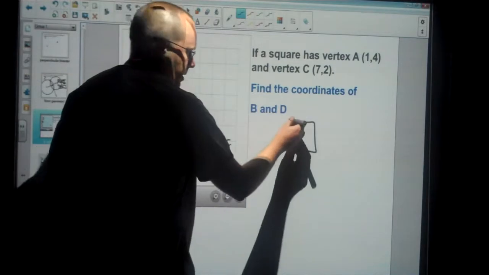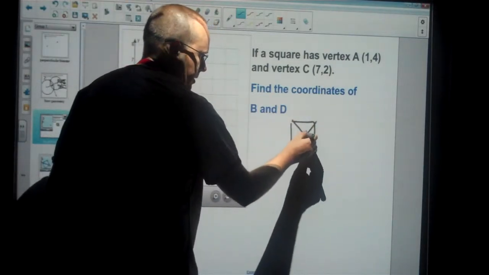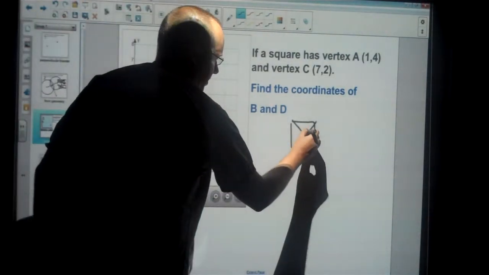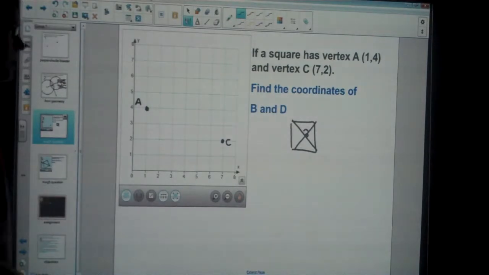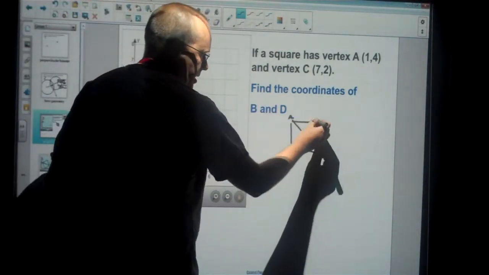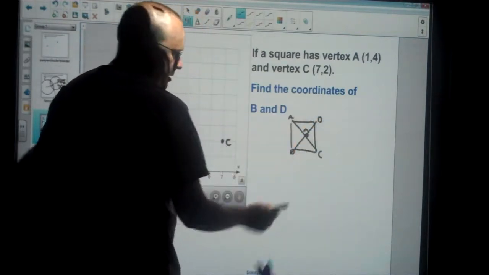Now, the thing that I know about the square is, if you draw in the diagonals, the diagonals are going to intersect at 90 degrees, and probably not very clear on my picture, but that's probably because I didn't draw a square. But this should be 90 degrees. Now, these are my 2 points, A and C, and I'm going to try and find B and D.